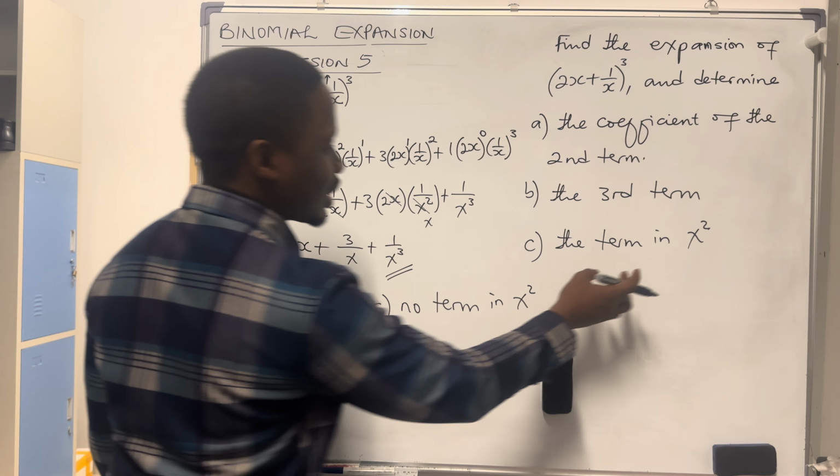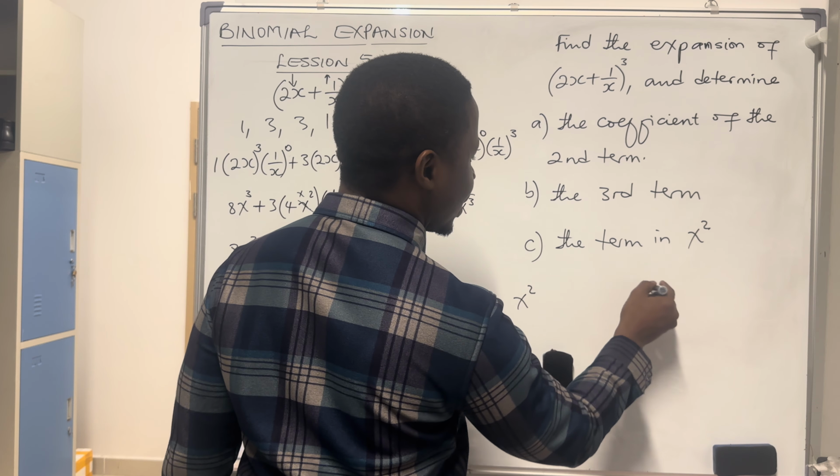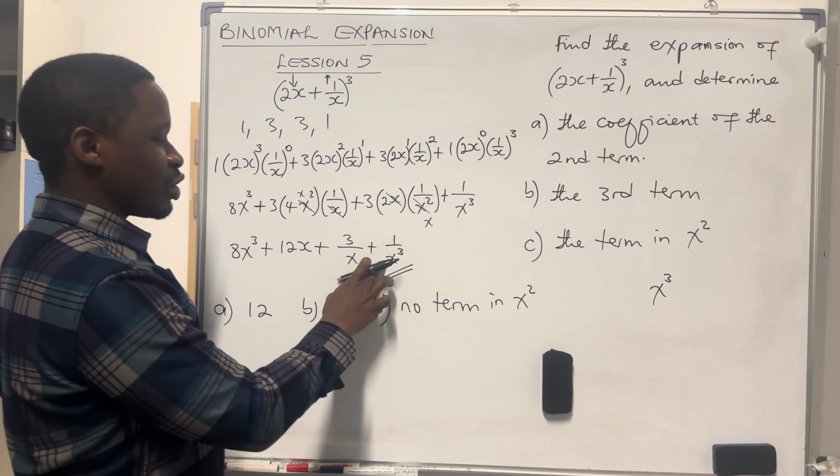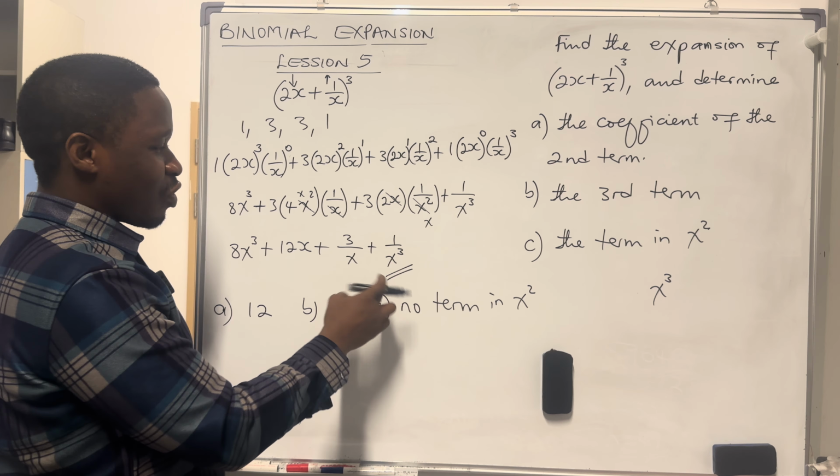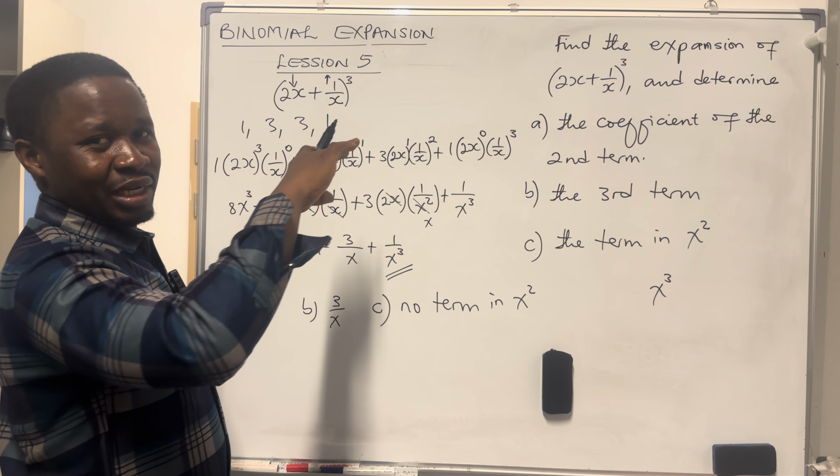So even if the question says write the term in x cubed, do not mistake this one to be x cubed, because it is down. x cubed is different; this one is x to the power minus 3.